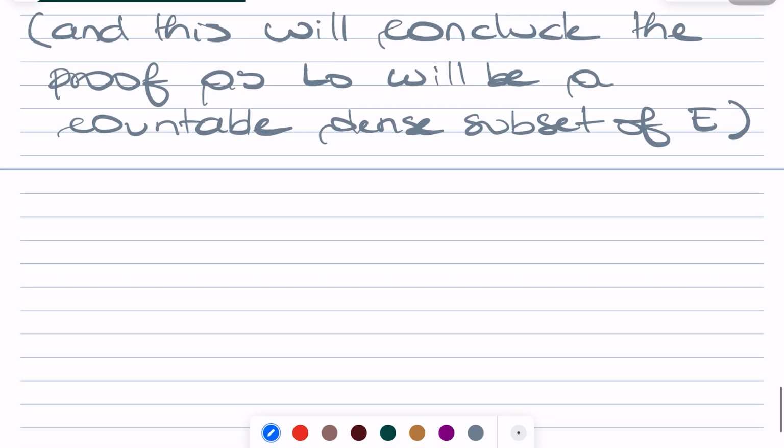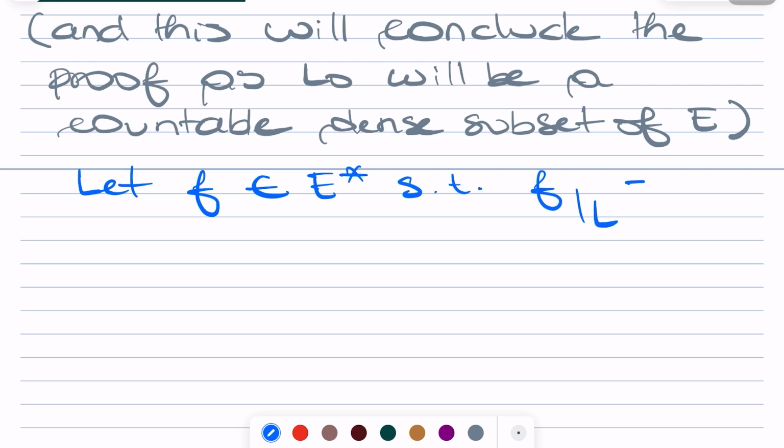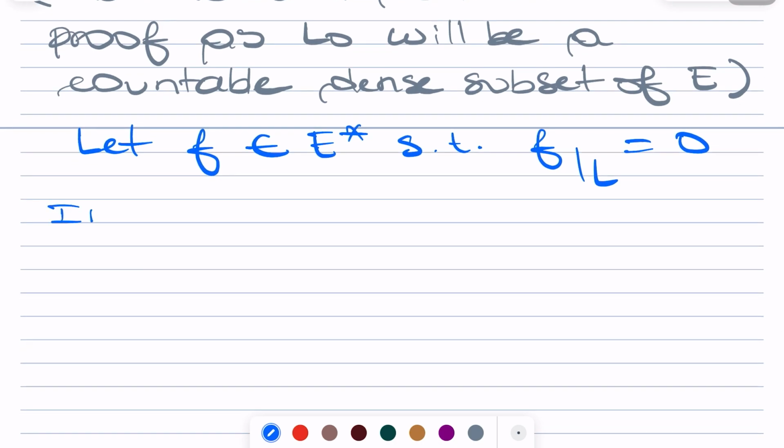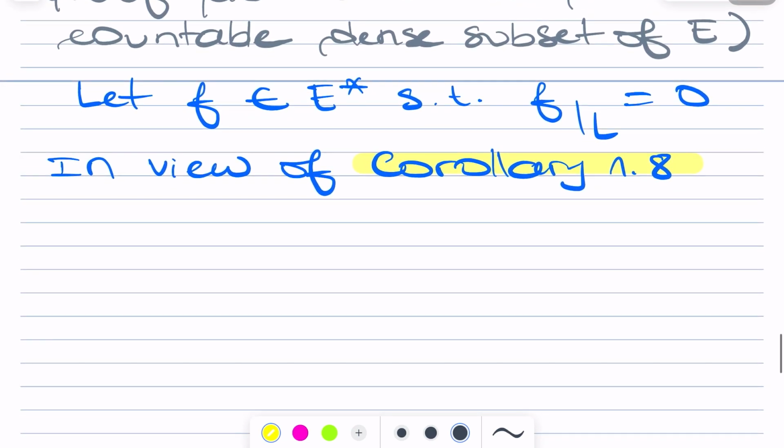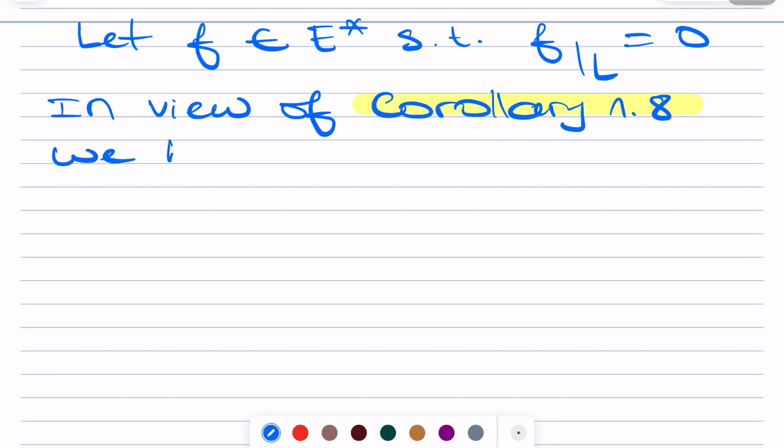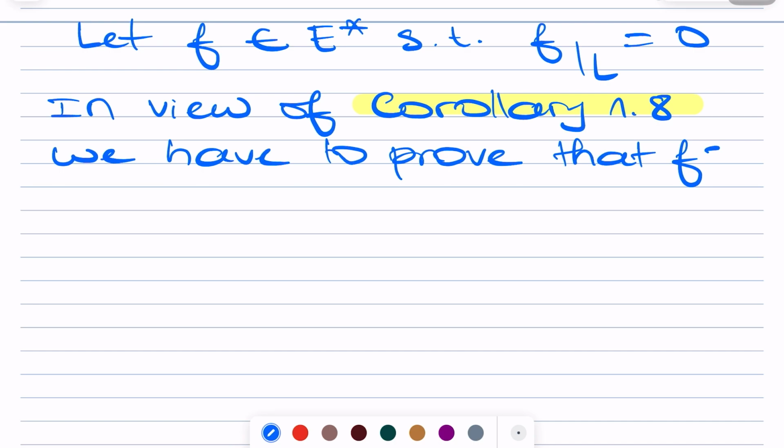So let f be an element of E star, a linear bounded operator, such that f restricted to L equals 0. In order to prove that L is dense in E, in view of, I think it was, corollary 1.8, I'll put the link, you only have to prove that f equals 0. When I put 0, you understand that it's the 0 of E star.